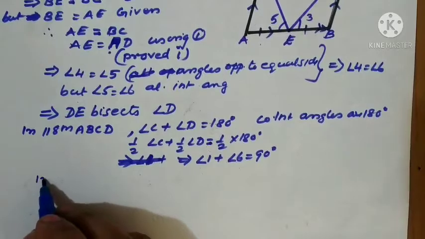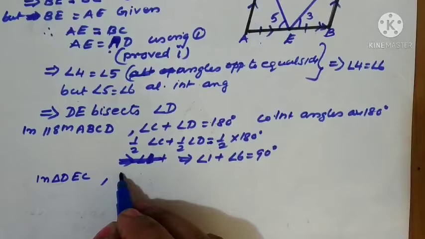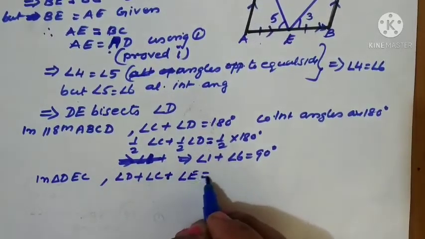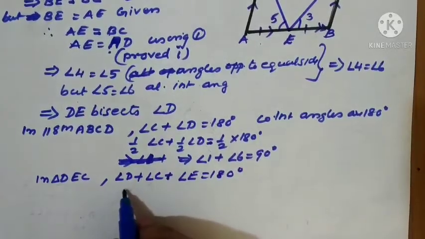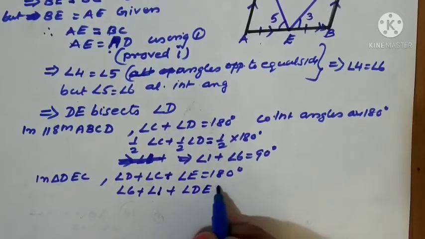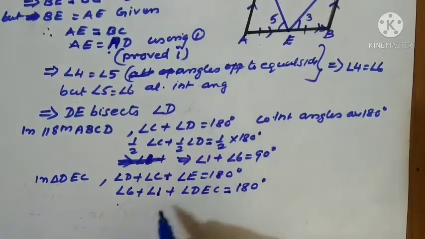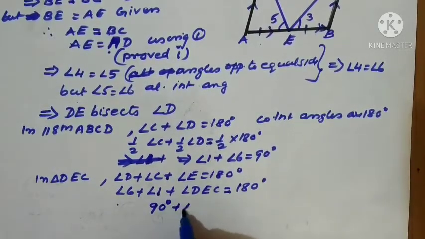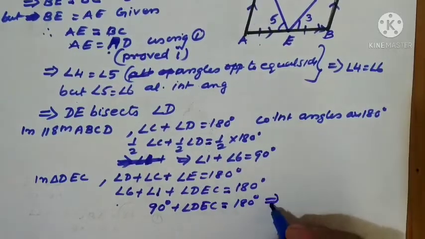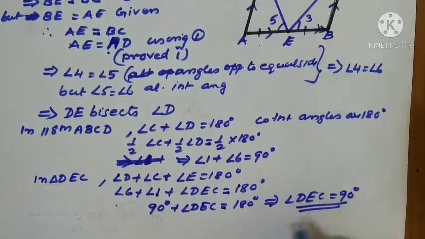Now in triangle DEC, we have to consider angle D plus angle C plus angle E equals 180 degrees, angle sum property. That means angle 6 plus angle 1 plus angle DEC equals 180 degrees. Now what is 6 plus 1? We got it as 90. We substituted. By this what can you say about angle DEC? Angle DEC is equal to 90 degrees. Hence proved.